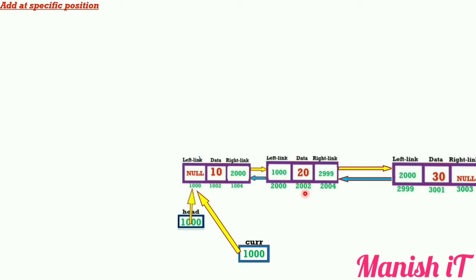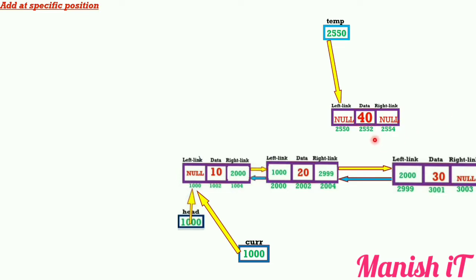Now I want to create a node which is added here. That node is created, and its base address is 2550. Now the temporary variable takes the base address of the new node and starts pointing here. Suppose the user has entered a value like 40. So how to write our logic? I have already discussed how to create a node, so everything is similar till this point.